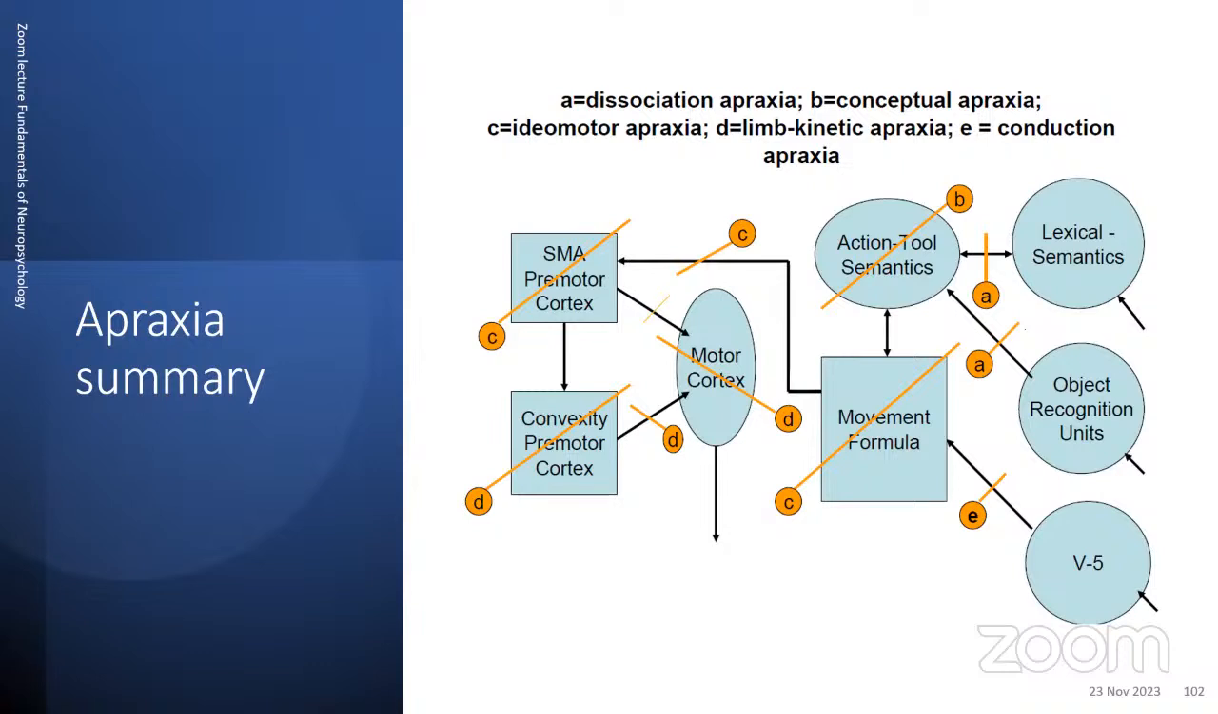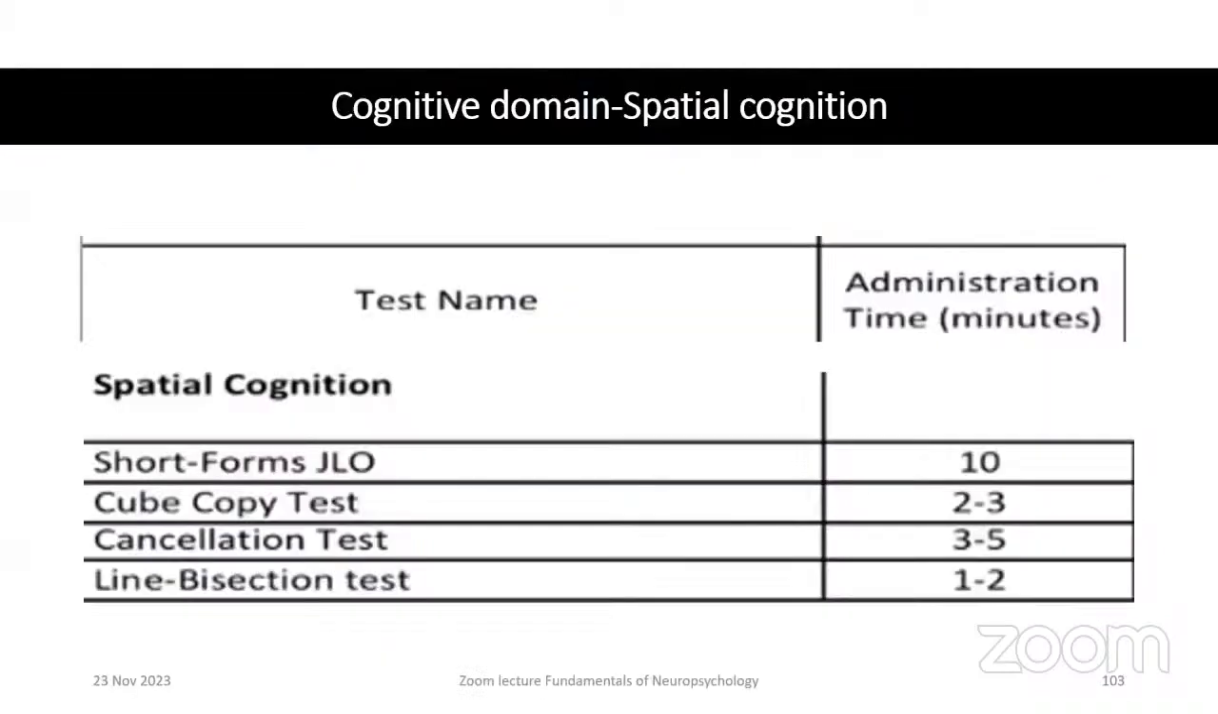You can see the connections that are cut to the supplementary motor area, and that's one aspect. And the supplemental premotor cortex, that's another aspect. The movement formulas are disconnected, so these all will cause ideomotor apraxia. Limb kinetic apraxia is the motor cortex, and the pathway going to the spinal cord is disturbed. And conduction apraxia, that is E, is from the inputs being cut. So these are the circuits of apraxia.